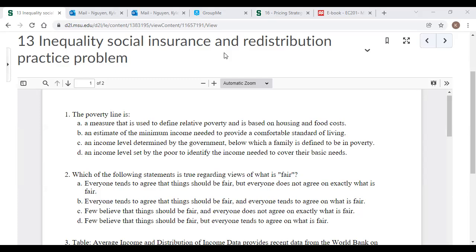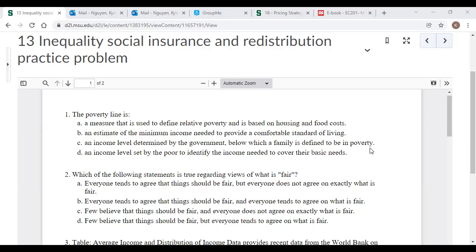C, an income level determined by the government below which a family is defined to be in poverty. This is actually the right answer. Obviously the poverty line, I'm sure we're all at least familiar with it. Anyone above it is not in poverty. Anyone below it is in poverty. And it's a line, obviously. It's not a measurement or an estimate of income. It's literally just a line on a graph, and it tells you, if you're above, you're doing okay. If you're below, then you're in a bit of trouble.